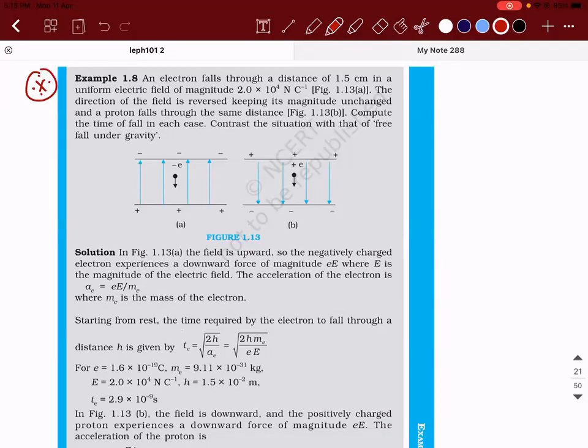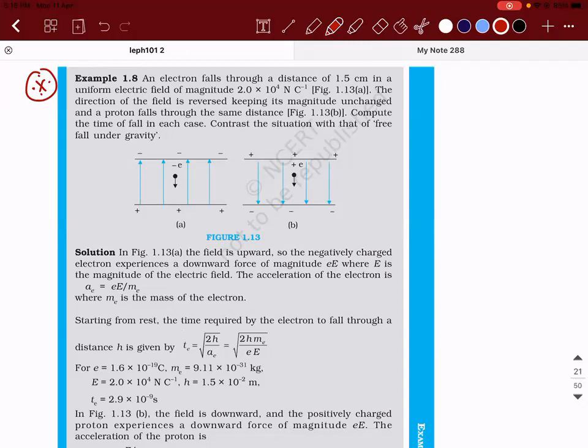So what do you mean by uniform? Set of parallel lines, right? So a uniform electric field of magnitude, how much value? 2 into 10 power 4 Newton per Coulomb. The direction of the field is reversed, keeping its magnitude unchanged, and a proton falls through the same distance. Compute the time of fall in each case and contrast the situation with that of a free fall under gravity. So are you able to understand what they're asking?